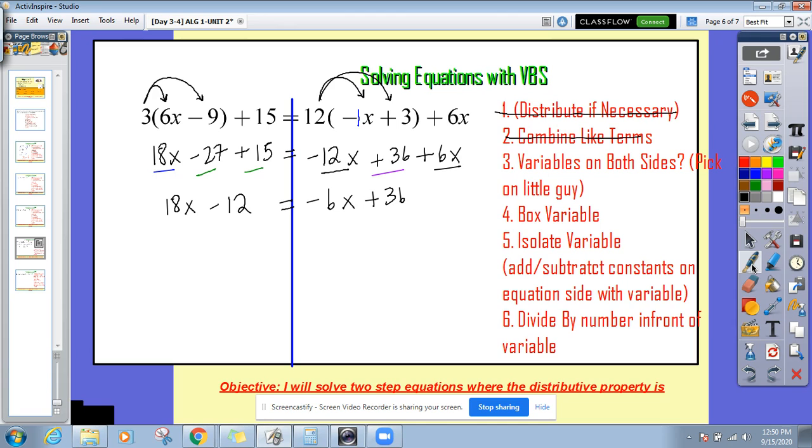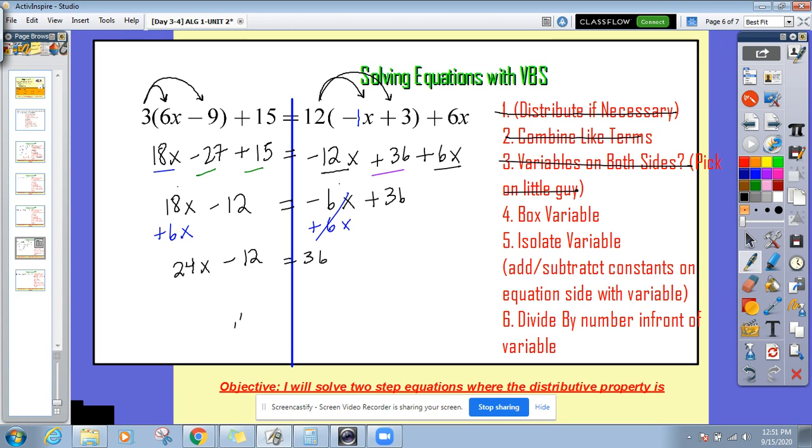Next, we want to see if there's variables on both sides. Here I have an 18x and a negative 6x. So what we want to do is pick on the little guy, right? The little guy is obviously the negative 6x. He's smaller than 18. So I'm going to add 6x on both sides to get rid of him. So we've picked on him, and he's gone out of the picture. I have 18 plus 6, that's 24x, minus 12 is equal to 36. So we've taken care of variables on both sides.